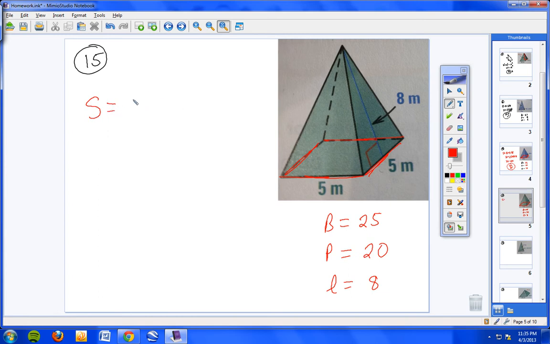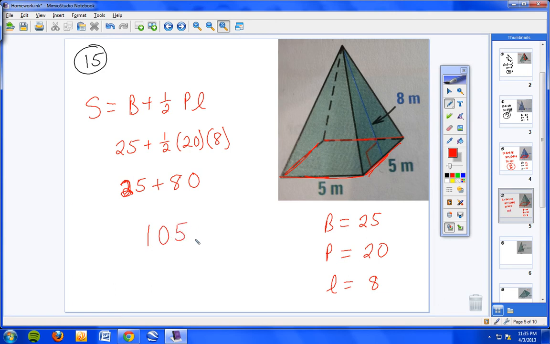So to find the surface area of this pyramid, it would be B plus 1/2 PL. For B, I'm going to substitute 25, for P, I'm going to substitute 20, and for L, I'm going to substitute 8. When you multiply those three numbers together, you will get 80. So 25 plus 80 is 105 square meters.